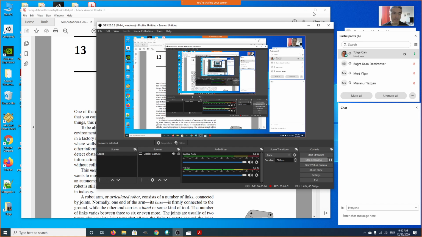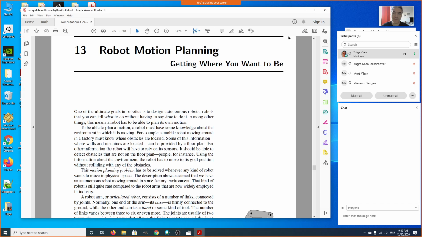Okay, good morning, everyone. Today, we are going to talk about Chapter 13, Robot Motion Planning, and we are going to learn a notion named Minkowski sums to deal with polygonal robots that are trying to find their way in an environment, on a 2D map where the obstacles are also polygonal obstacles.